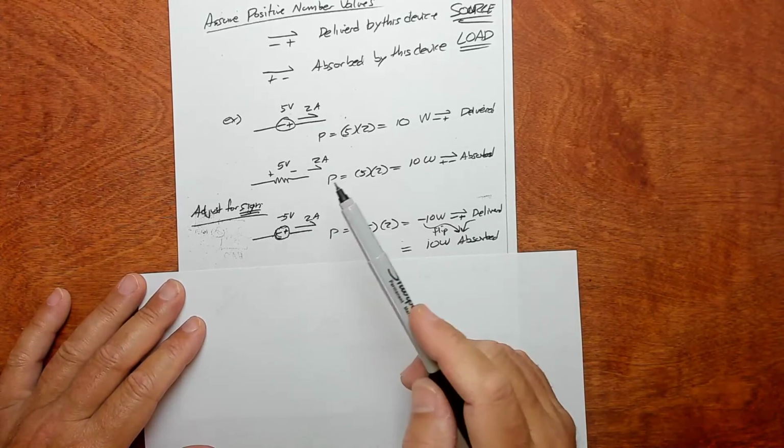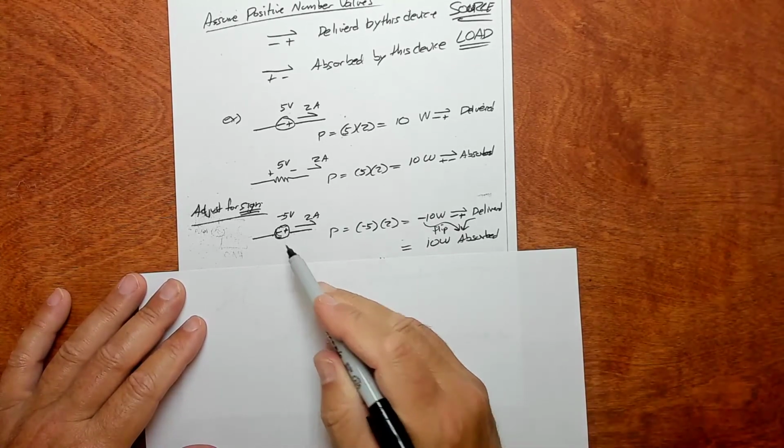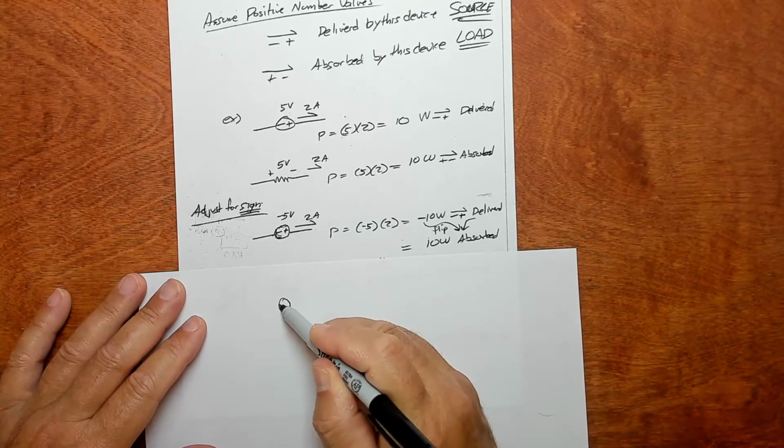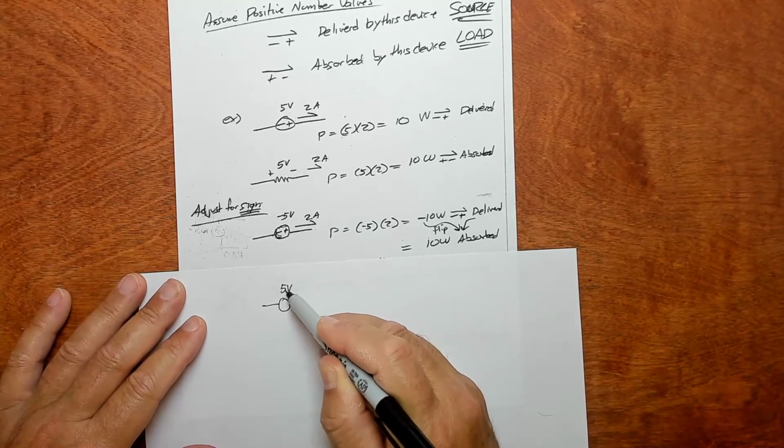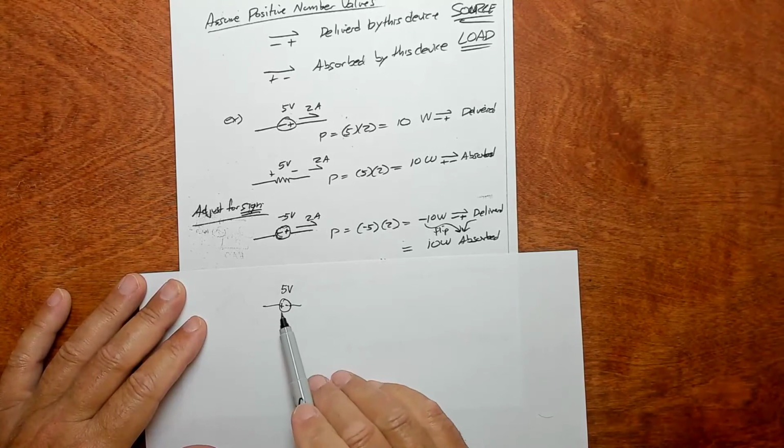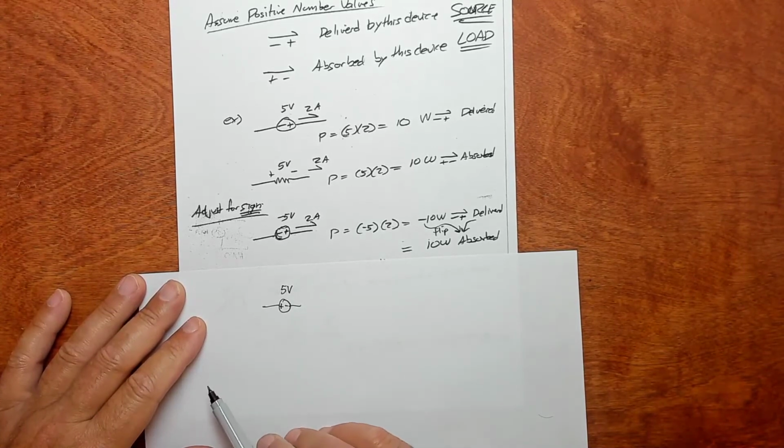So what does negative 5 volts mean? It just means that the polarity is actually backwards here. It means that what's really happening is this is 5 volts, and this is the actual polarity, plus on that side and minus on that side.